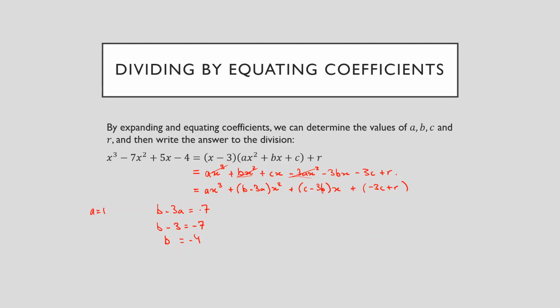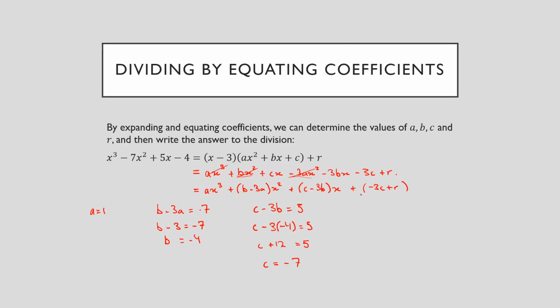Next, you can look at the x coefficient. On the left-hand side, our coefficient is 5. On the right-hand side, our coefficient is c minus 3b. So I can say that c minus 3b is equal to 5. We already know that b is equal to negative 4, so I can substitute that in and get c minus 3 times negative 4 equals 5. Negative 3 times negative 4 is positive 12, so this turns into c plus 12 equals 5. Subtract 12 from both sides, and I get c is equal to negative 7.